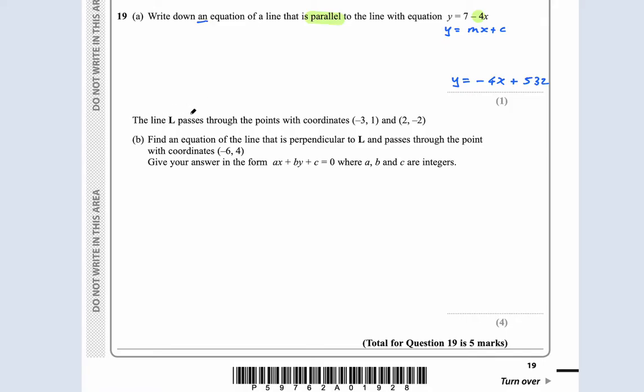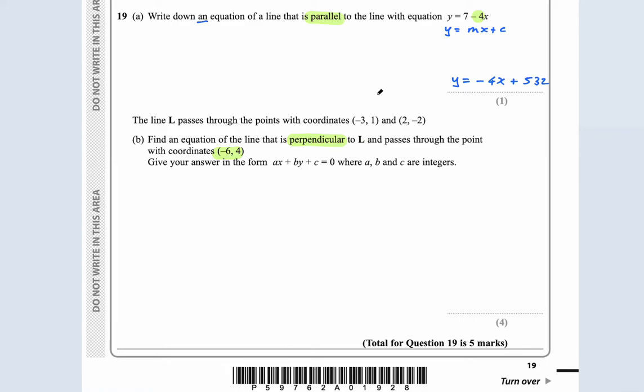Okay, the line L passes through the points with coordinates this and this. Find the equation of a line that is perpendicular to L and passes through the point with coordinates this. Give your answer in this form. Okay, so to get the equation of a line, I need a gradient and I need a point. Now I have a point. This is the point that our line is going to go through, but I need to find the gradient. And to find the gradient, I'm going to use the fact that it's perpendicular to this line.